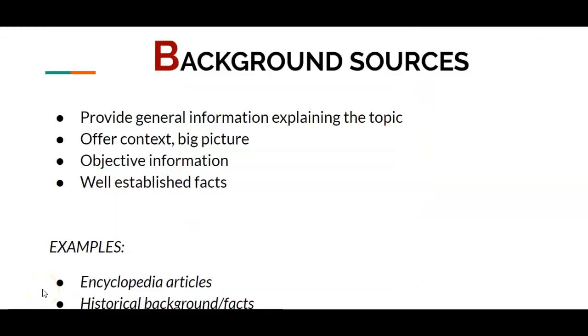So the first kind of source is a background source, and these are sources that you're going to use to give some context, some history about your topic. They're going to give a big picture. The information is going to be objective, so there's not going to be any interpretation or analysis. It's going to be well-established facts. Some examples of this might be encyclopedia articles or historical background information that you might be getting from books.